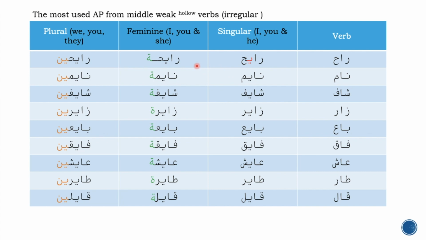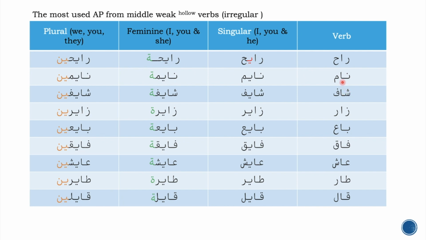And if you want to form the feminine out of the masculine, you would add the feminine case to the end of it, so it becomes رايحة. Feminine going, رايحة. And if you would form the plural out of the masculine, all you need to do is just add ين to the end of the masculine and it becomes plural. That's it. Easy as that. And if you would read it, so it's رايح, رايحة, رايحين.